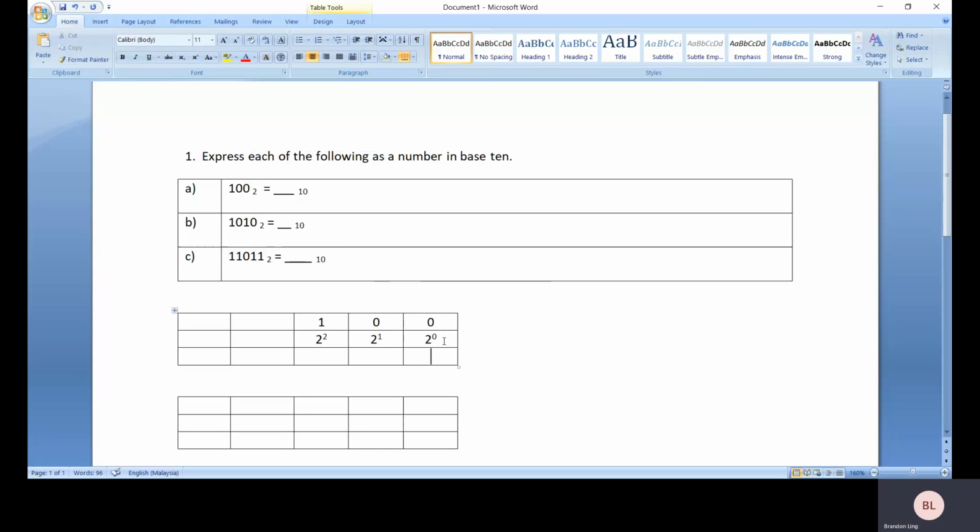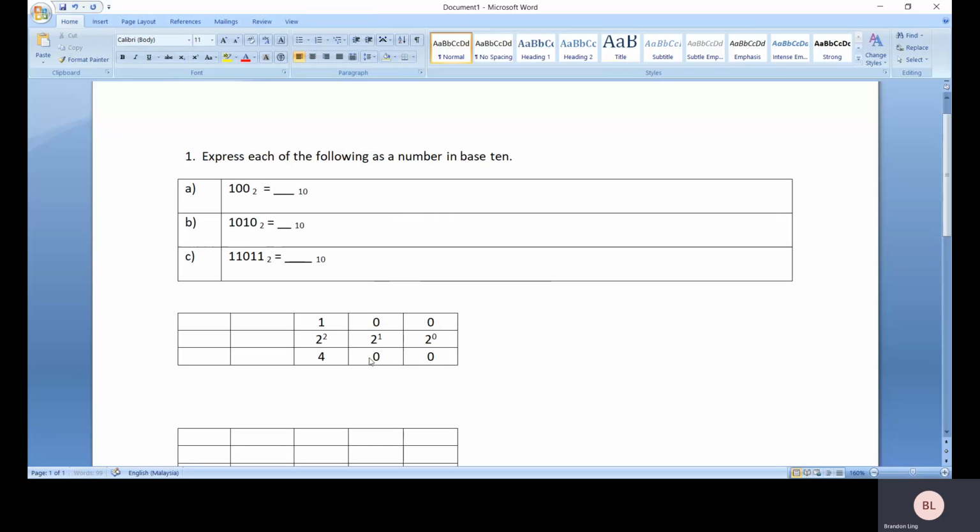2 power 0 is 1. 1 times 0, you get 0. 2 power 1 is 2. 2 power 2 is 4. 4 times 1, you get 4. I'm sorry about that. So this 2 power 1 is actually 2. 2 times 0 should be 0.